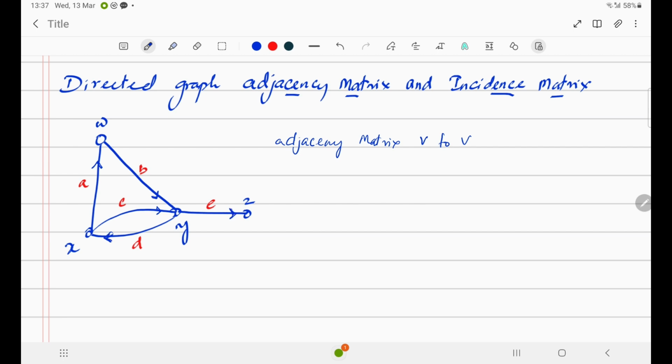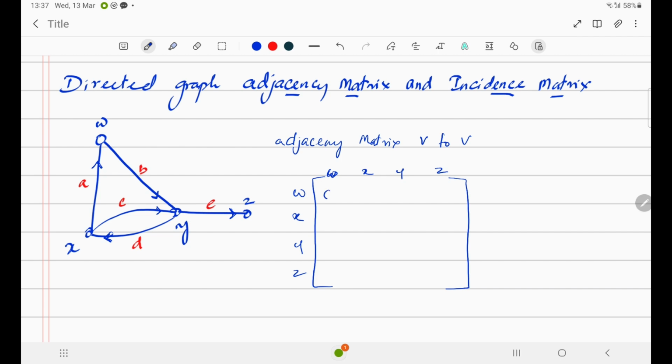So it's a matrix between vertex to vertex. How many vertices do we have? W, X, Y, and Z. Here also W, X, Y, and Z. So what is adjacency? If two vertices are connected to each other, that means if I can go from one vertex to another vertex, then the two vertices are adjacent to each other.